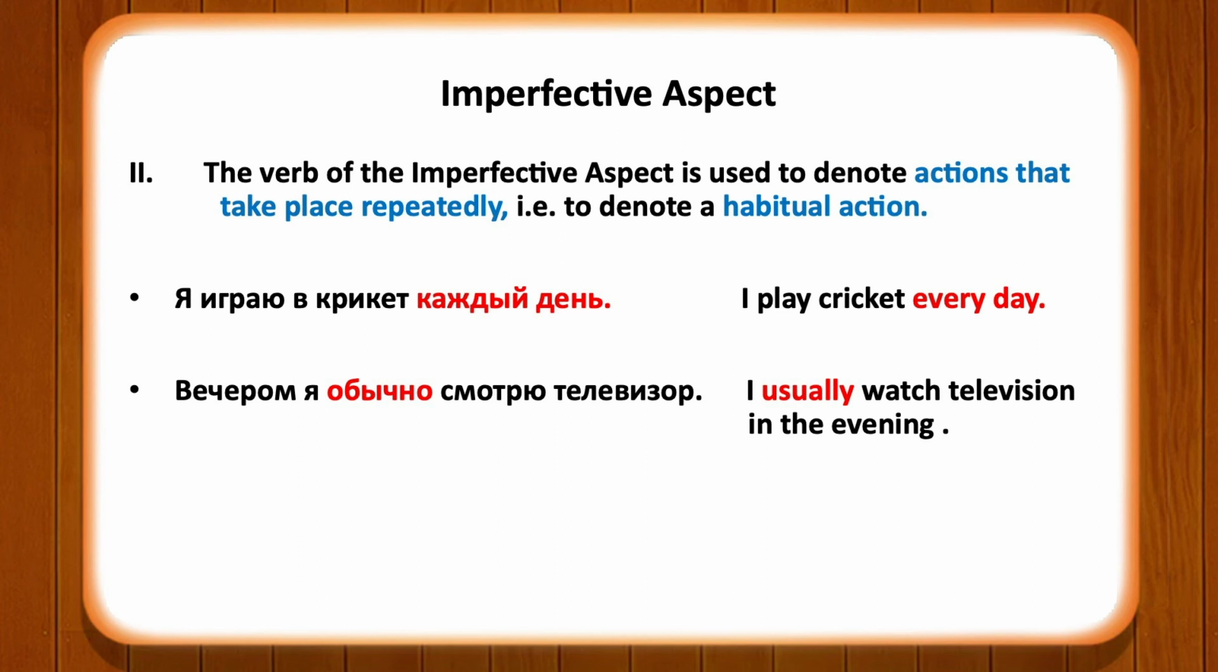In this meaning, adverbs like usually, often, every day, etc. may be used in a sentence to denote the repetition of that action. The verb of imperfective aspect is also used to denote simultaneous action. So first was to denote action which is in progress or ongoing. Second was to denote a habitual or a repeated action.